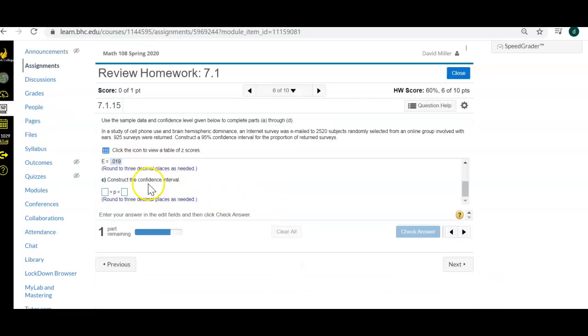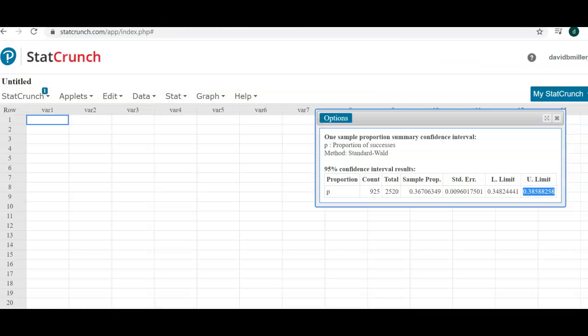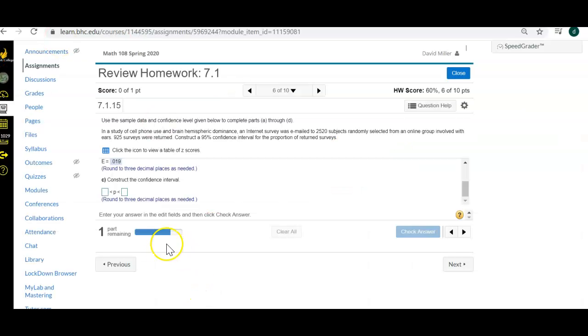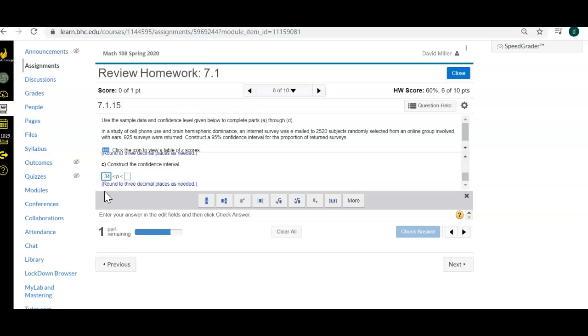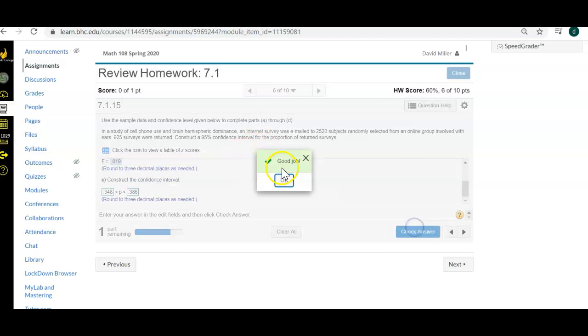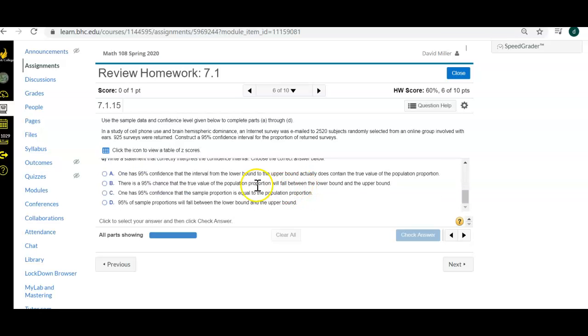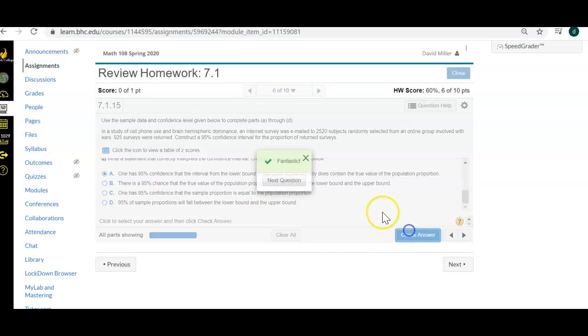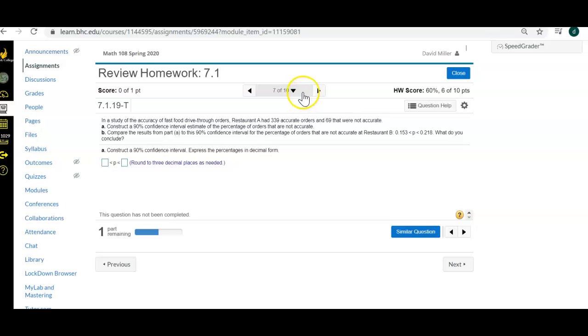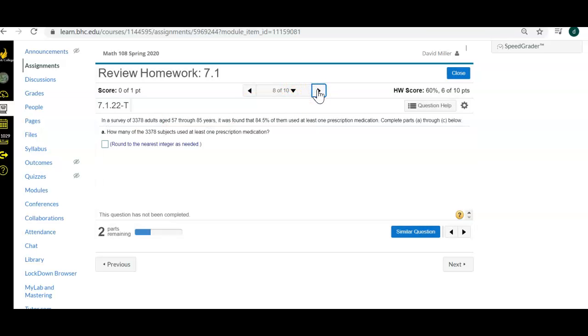There we go. Construct the confidence interval. Well, that's easy. That's just lower limit to upper limit, so 0.348 to 0.386. And then the very last thing, write a statement that correctly interprets the confidence interval. There's a 95% chance that this contains the true value. There we go.